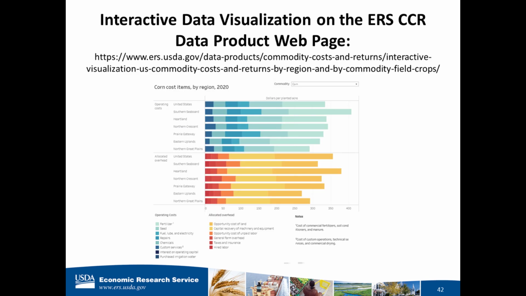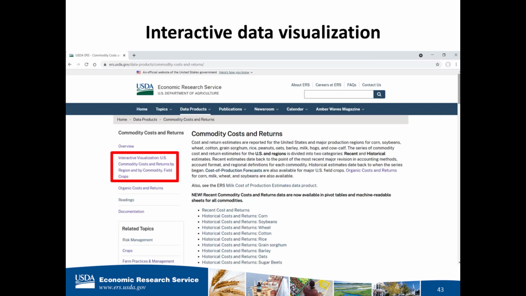So a very special tool that we have in the ERS website is our interactive data visualization. So this allows you to create queries to look at different costs and returns, compare different regions for some of the raw field commodities. So how you access this visualization tool is you go to our base page for the commodity costs and returns, and to the left on the second option, there's the interactive visualization, U.S. commodity costs and returns by region and by commodity field crops.